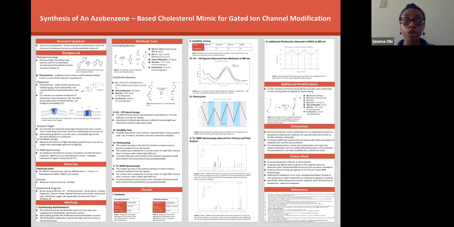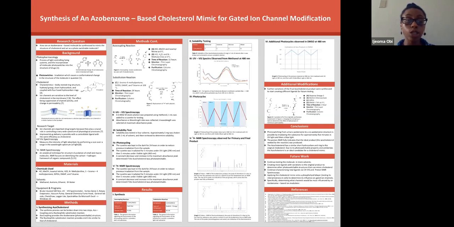And so that was the research target, to make a simple, easy ion modulator that can be controlled by light, making it a simple active substance to be used in different shapes and forms. And in order to classify this molecule, I used UV-vis spectroscopy and proton NMR spectroscopy.